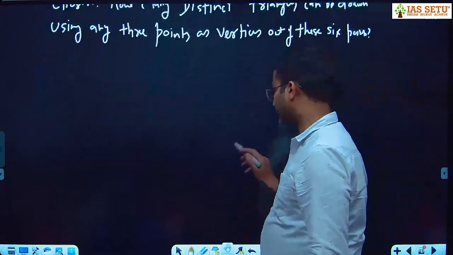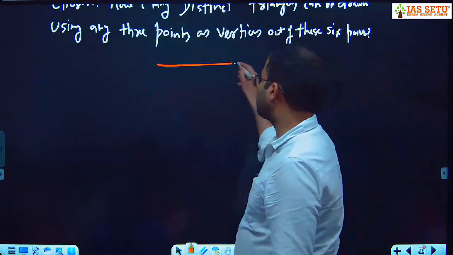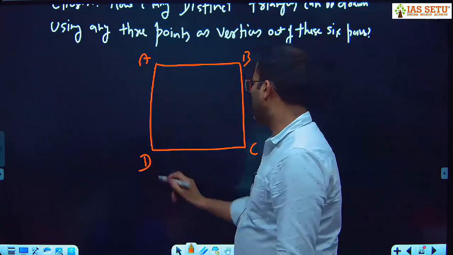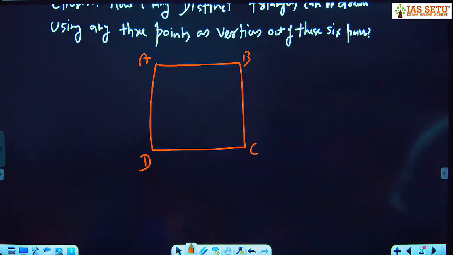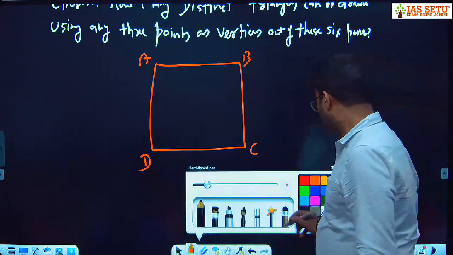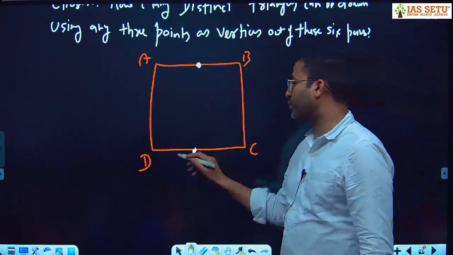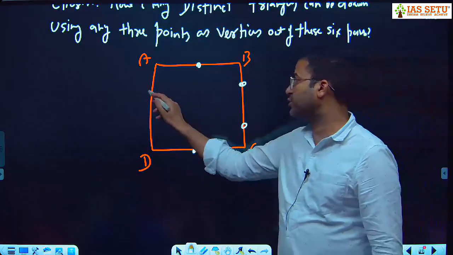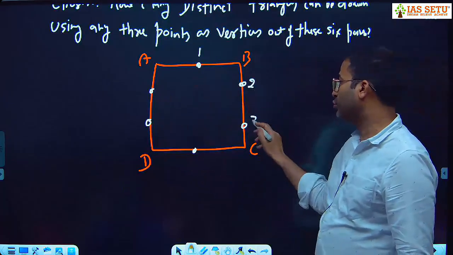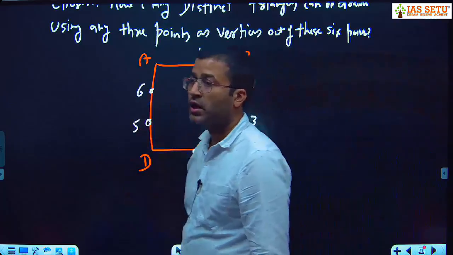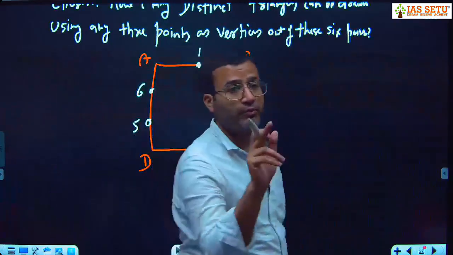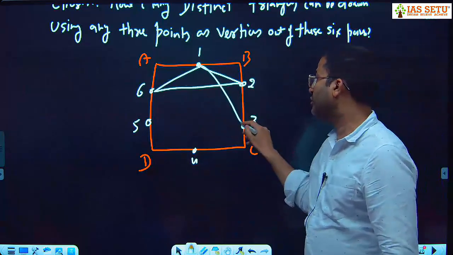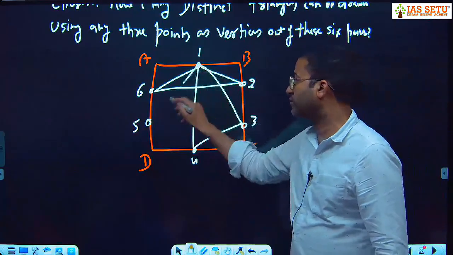I explain this question. They ask you to take one square ABCD. Then one point on AB and CD. You take 1 point on AB, 1 point on CD, and 2 distinct points on BC and DA. 2 points on this, 2 points on this. For example, this is 1, 2, 3, 4, 5, 6. How many distinct triangles can be formed by using these 6 points? So using these 6 points, how many triangles can be made? That is our question.